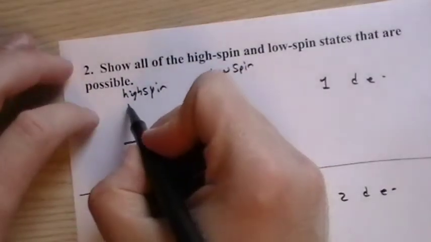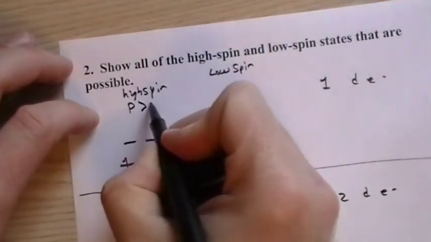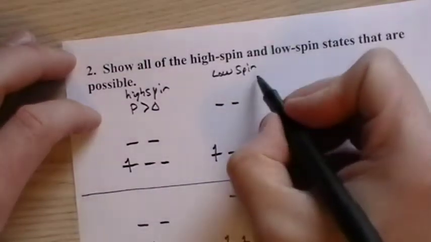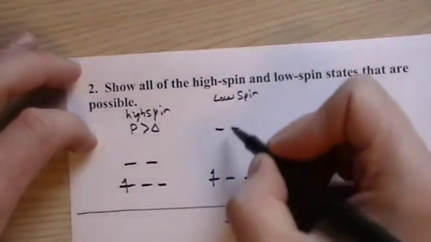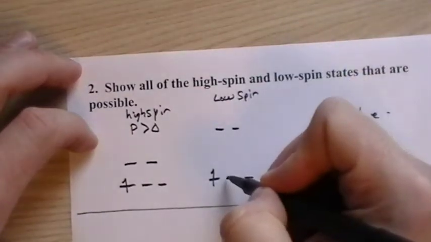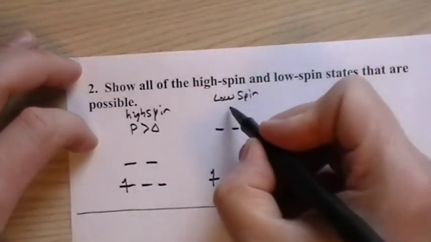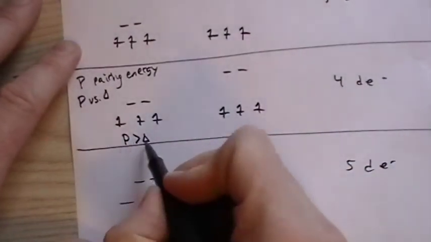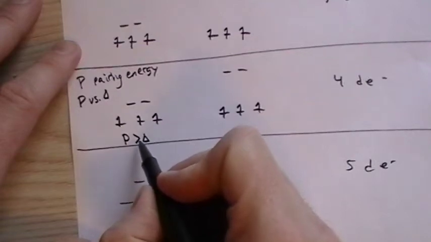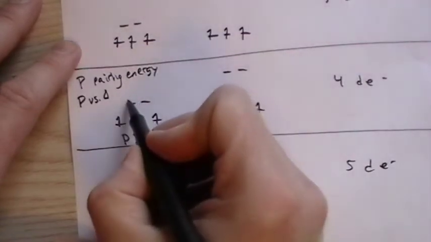In this case, the pairing energy is greater than the crystal field splitting. That's true for all of the high spin. So that's what high spin means. The pairing energy is greater than the crystal field splitting. Low spin means just the opposite. There's such a huge energy change going from the lower level to the higher that the pairing energy is less than this crystal field splitting. So if the pairing energy is greater, then the electron will go up to the next level.